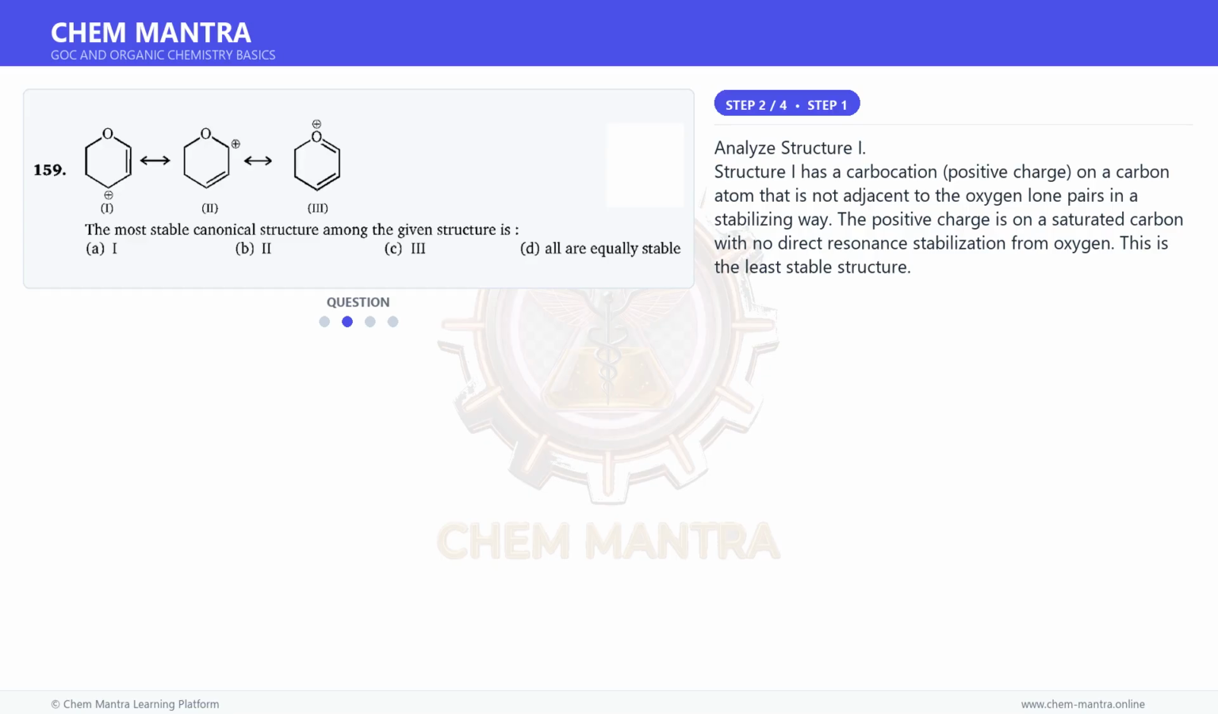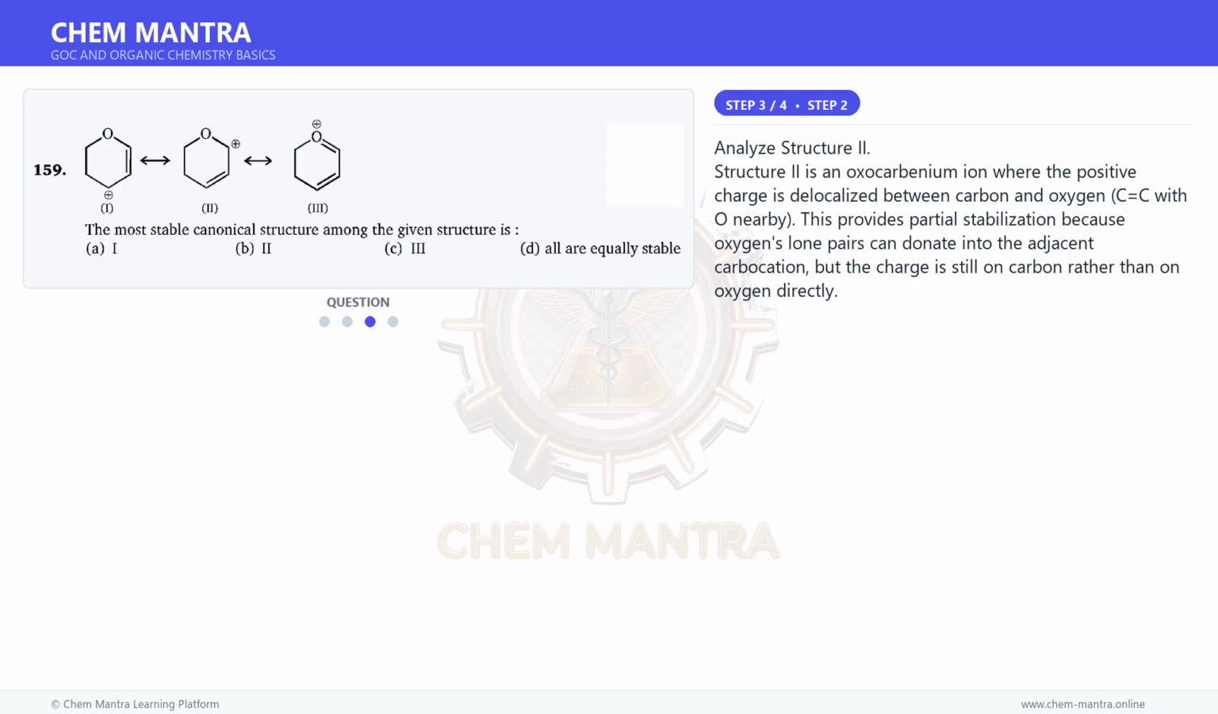Moving on to the next step. Analyze structure I. Structure I has a carbocation, positive charge, on a carbon atom that is not adjacent to the oxygen lone pairs in a stabilizing way. The positive charge is on a saturated carbon with no direct resonance stabilization from oxygen. This is the least stable structure.